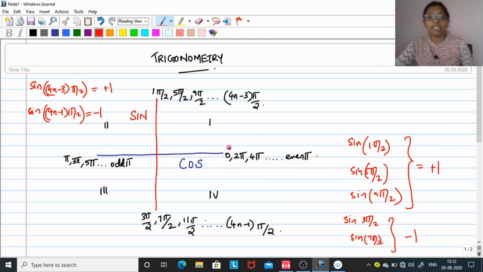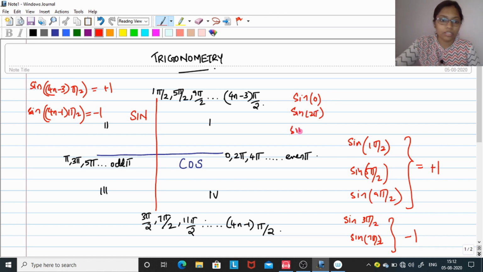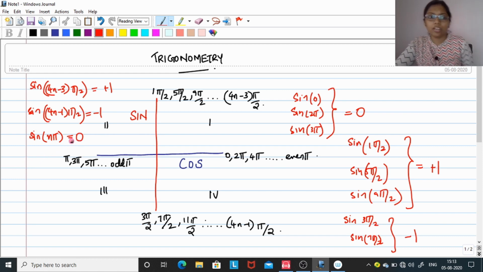So what about the other angles? When sine is taken for the other angles which lie in the blue line, which are they? Sine 0 or sine 2 pi or sine 3 pi, any angles which lie in this blue line, sine will have a 0 value there. So any angles means here both even and odd are coming, right? So I can write it as sine n pi is equal to 0, okay, 0 there.